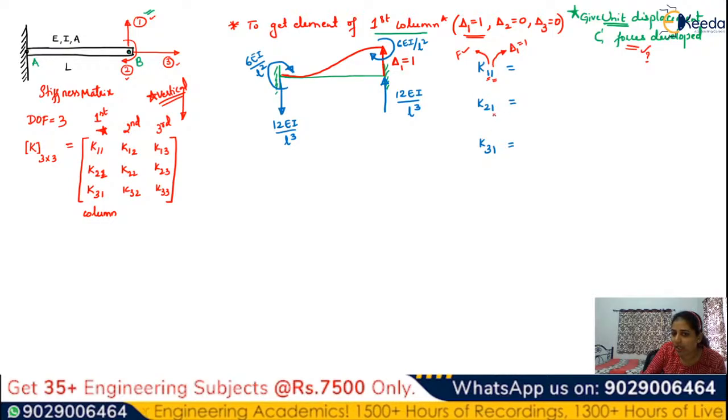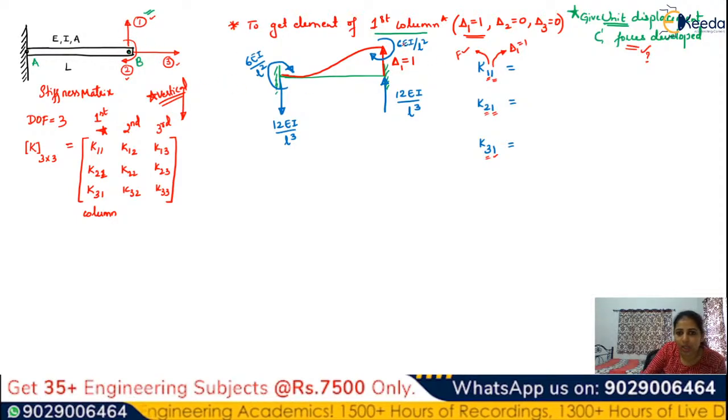Similarly, your K21 is what? You are giving unit displacement in coordinate 1 and trying to see the force developed in coordinate 2. Similarly, this is giving unit displacement in coordinate 1 and seeing the force developed in coordinate 3. Understood? This is the meaning of the suffix terms 11, 21 and 31. So basically, why we are doing it column wise is, in the first column we are giving unit displacement in the first coordinate, and we see what force is developed in the first coordinate.